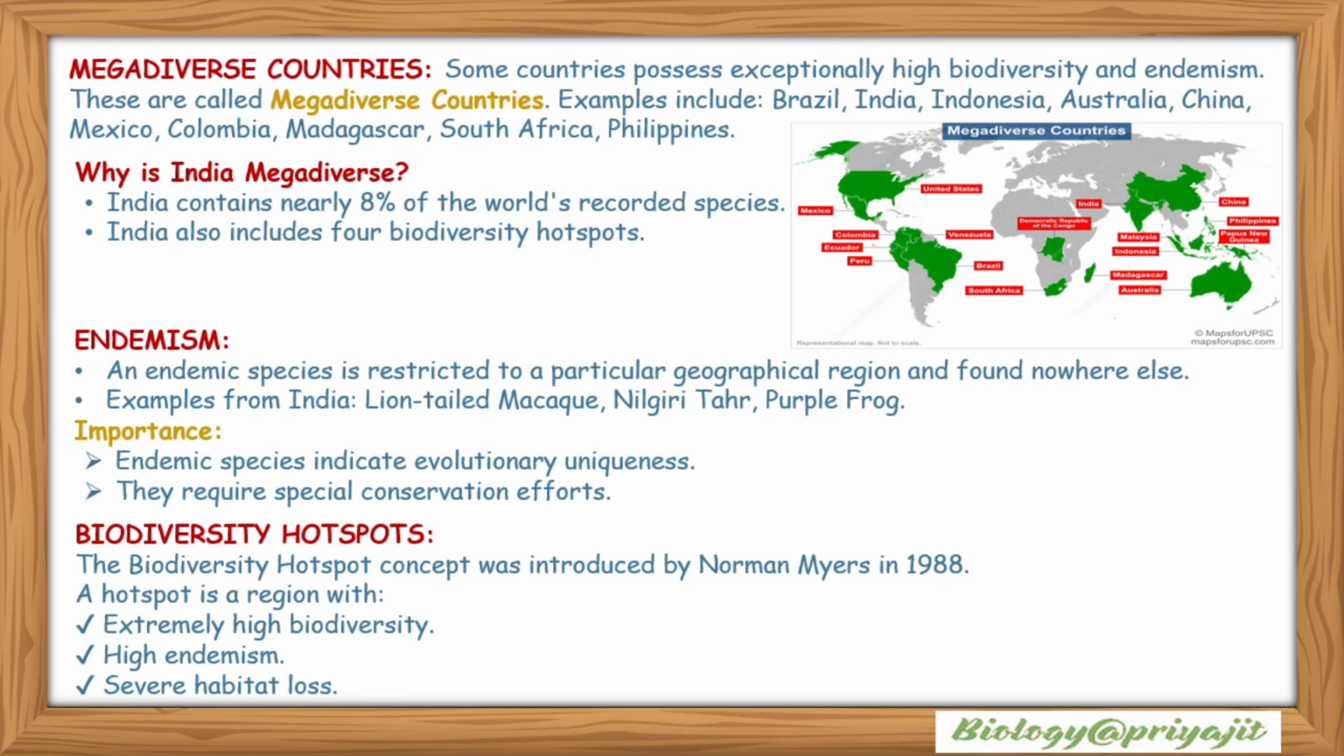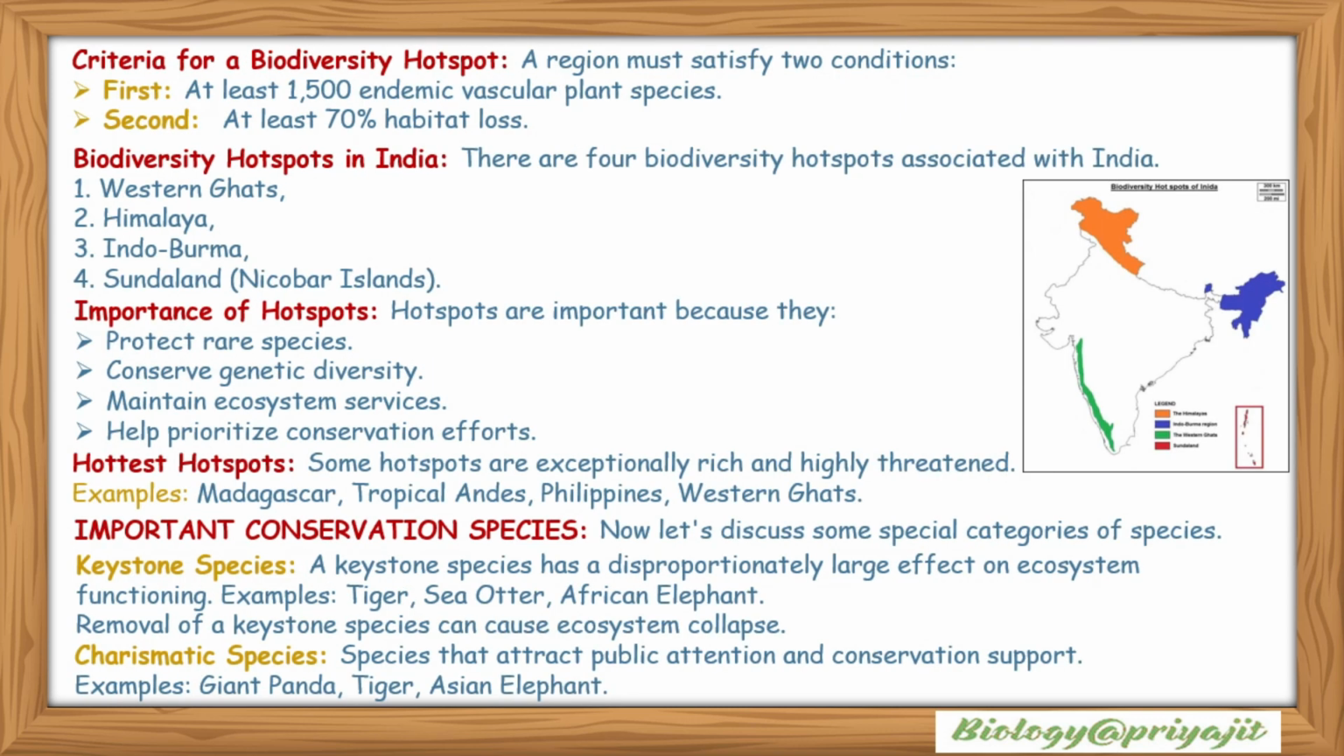Biodiversity hotspots. The biodiversity hotspot concept was introduced by Norman Myers in 1988. A hotspot is a region with extremely high biodiversity, high endemism and severe habitat loss. Criteria for a biodiversity hotspot: a region must satisfy two conditions. First, at least 1,500 endemic vascular plant species. Second, at least 70% habitat loss.